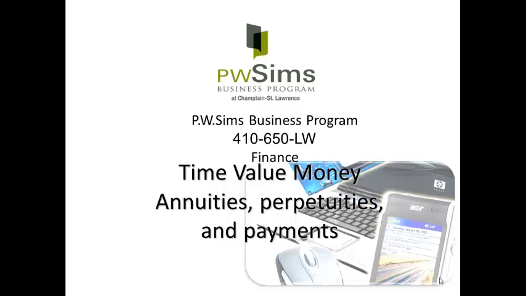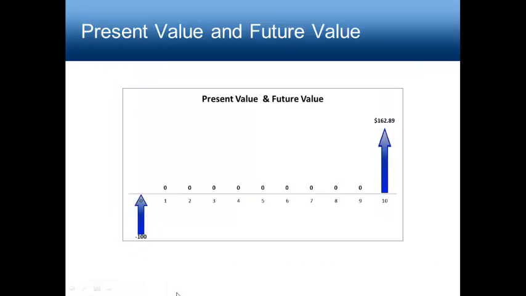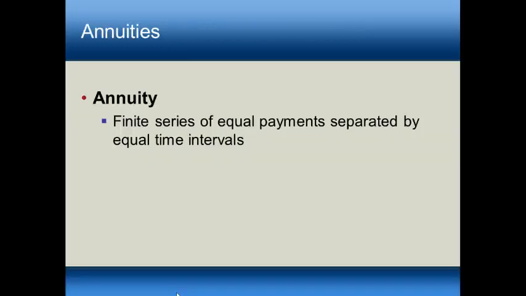Welcome to the fourth topic, annuities, perpetuities, and payments. We've been moving values in time, present value to future value, compounding, future value to present value, discounting. Up till now, we've had only two value variables, PV or P0 and FV or PN. We're now going to add a third value variable, the annuity.